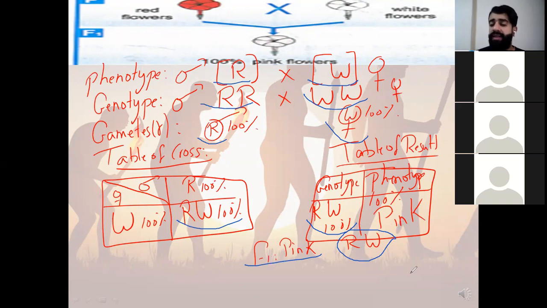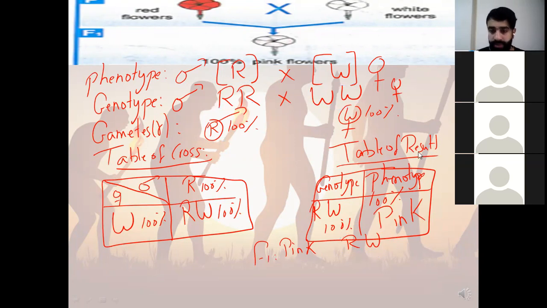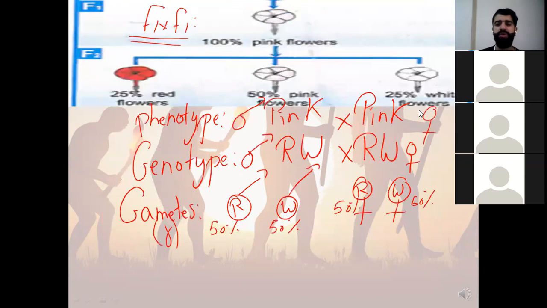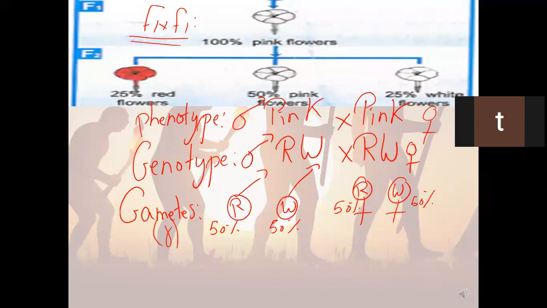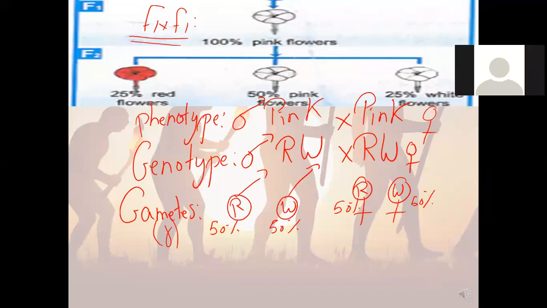Second part, they said we have to cross F1 with F1. What is the genotype of the F1? It's RW. So it's RW crossed with another RW. Okay, so let's move to the second cross. This is the most important part of this exercise. This is the second important part of this question.